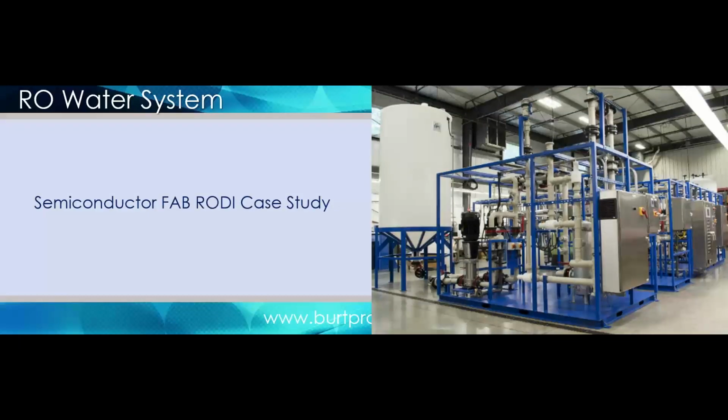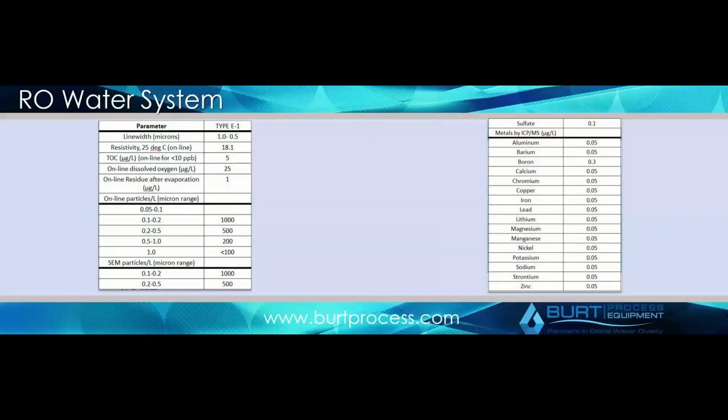So I want to take everything we just talked about here and roll it together, showing you just one example. This is a semiconductor fab case study. You're looking at a system that's a little bit bigger, but it highlights all the different technologies that we've talked about so far in this webinar, and it really shows how these things go together. So again, start with what your water quality is.